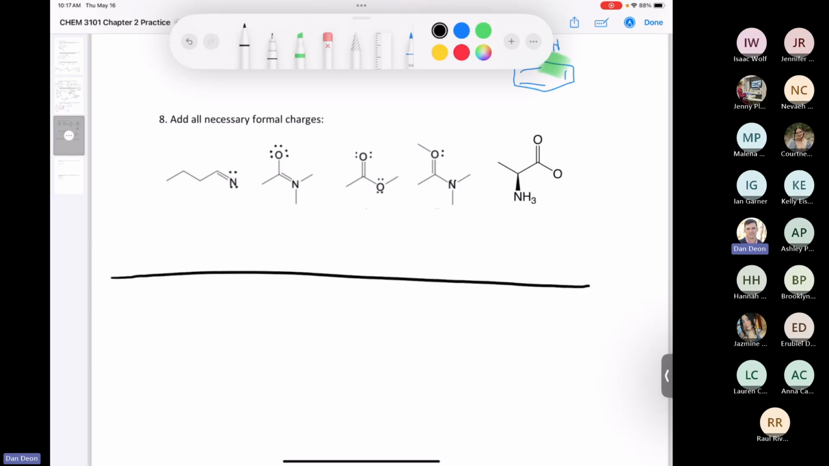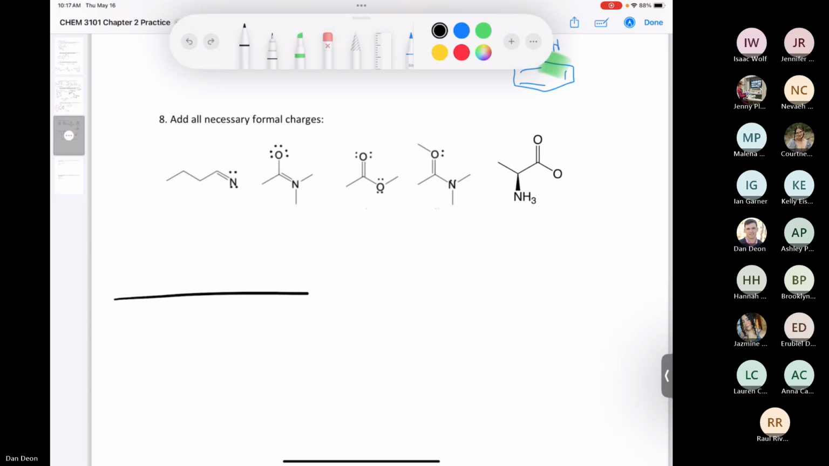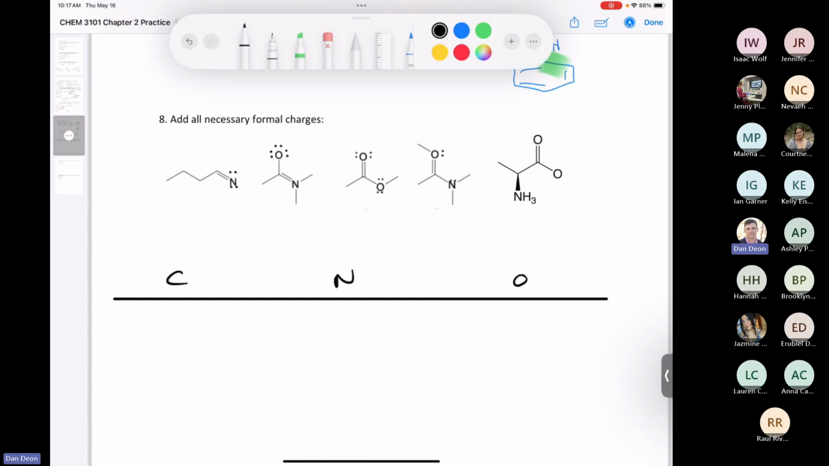The main ones you need to know. Come on, you. Main ones? No, still not right. There we go. You need to know carbon, nitrogen, and oxygen. Okay, you need to know when it's -1, 0, and +1.